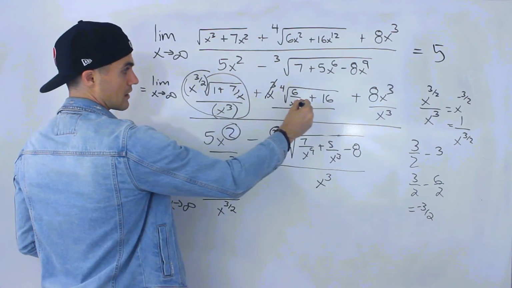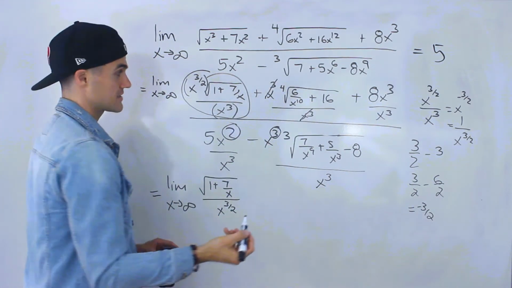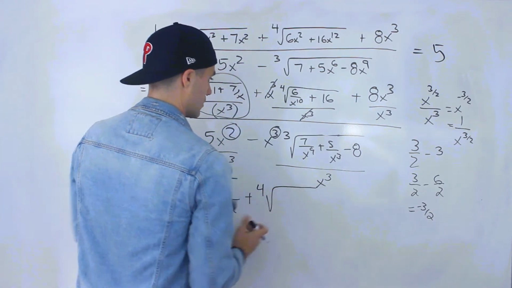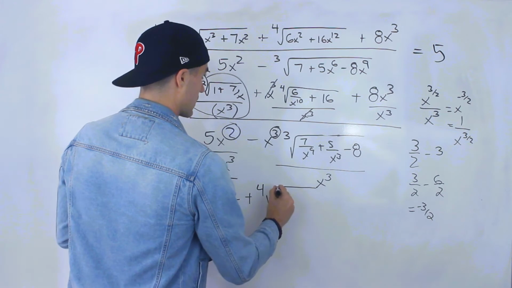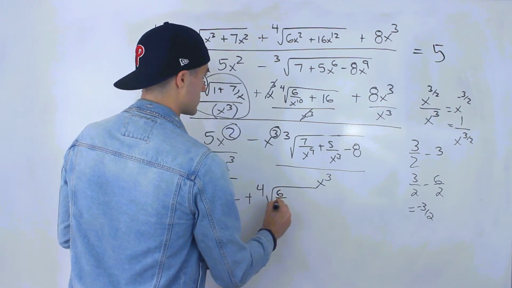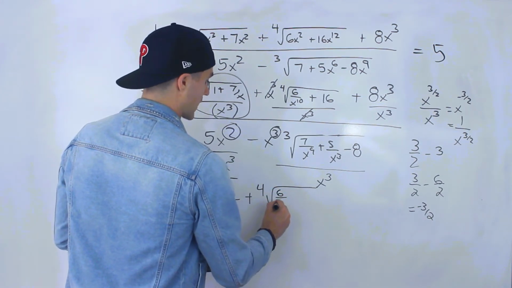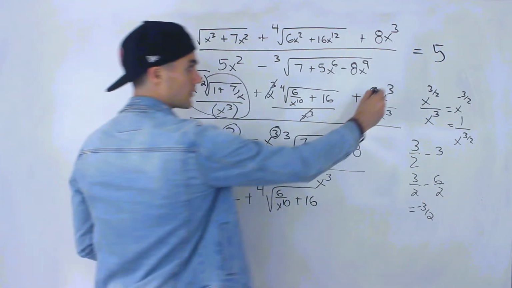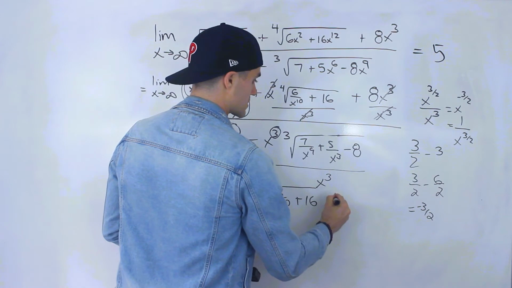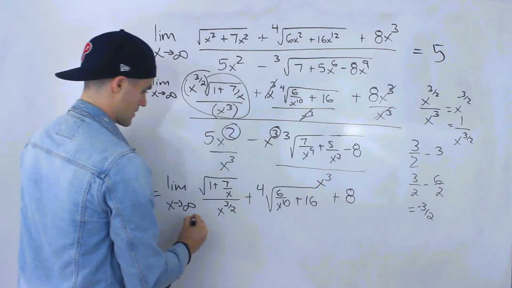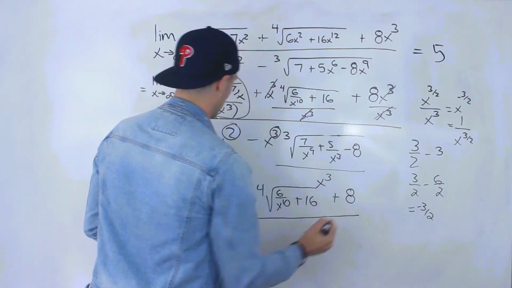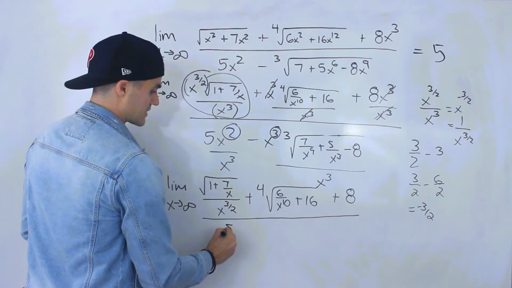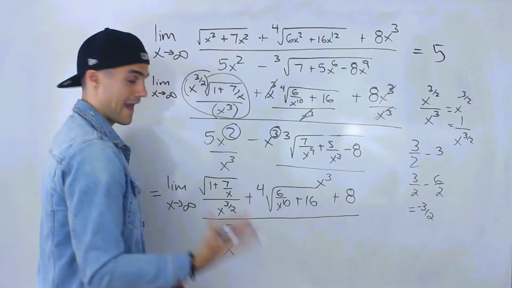Notice here, these x to the power of 3's cancel out, which is nice. So we're just left with the 4th root of, I think I have room here, x to the 6 over x to the 10 plus 16. Then notice that these x to the 3's cancel out, so we're just left with a plus 8 there. And this is going to be all over what? 5x squared over x cubed, that simplifies to 5 over x.